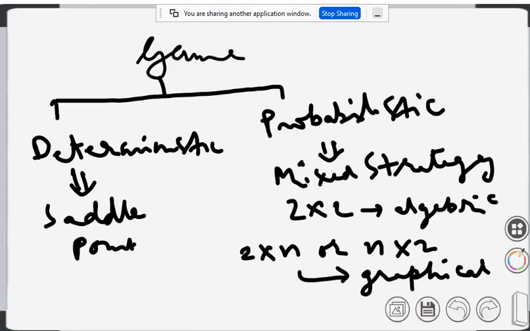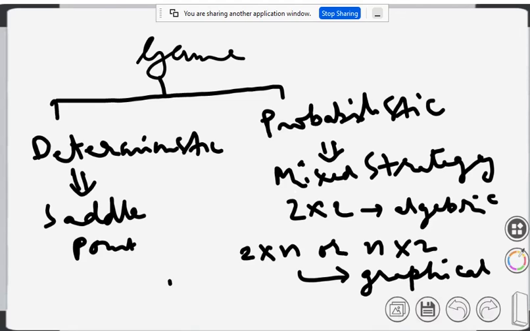If it's a 2 cross 2 mixed strategy game, then we can use the algebraic method of solution. We have given the formula, and we have used the algebraic formula to find out the optimum strategies with the probabilities, as well as the value of the game. Now if it's not a 2 cross 2 game, if it is 2 cross n or n cross 2, that means either the number of rows or the number of columns is more than 2, then we can use the graphical method of solution.